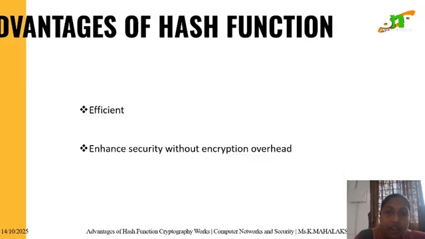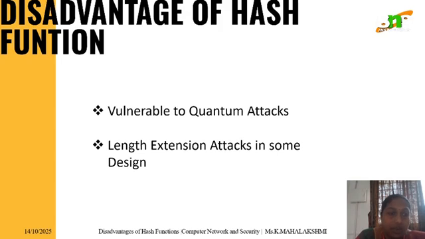The advantages of hash functions are that they are very efficient, and they enhance security without encryption overhead. The disadvantage of hash functions is that they are vulnerable to quantum attacks. Vulnerable to quantum attacks means the process of the hash function can take very long. First, the original data is divided into blocks, which leads to time cost, so we have to improve time management. So vulnerability to quantum attacks is the main disadvantage of cryptography hash functions.